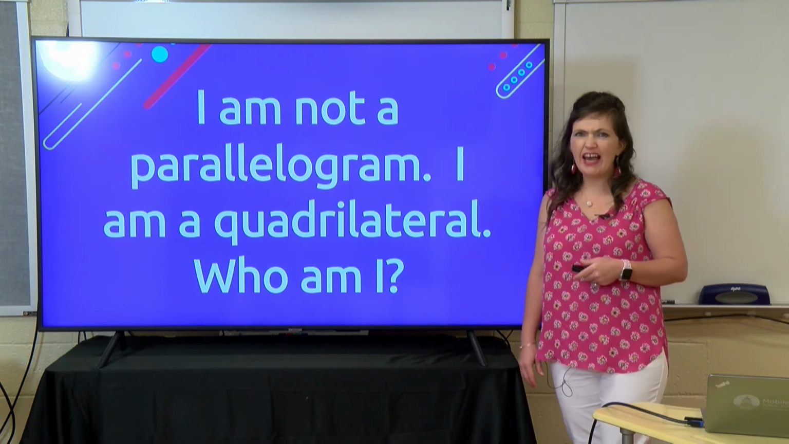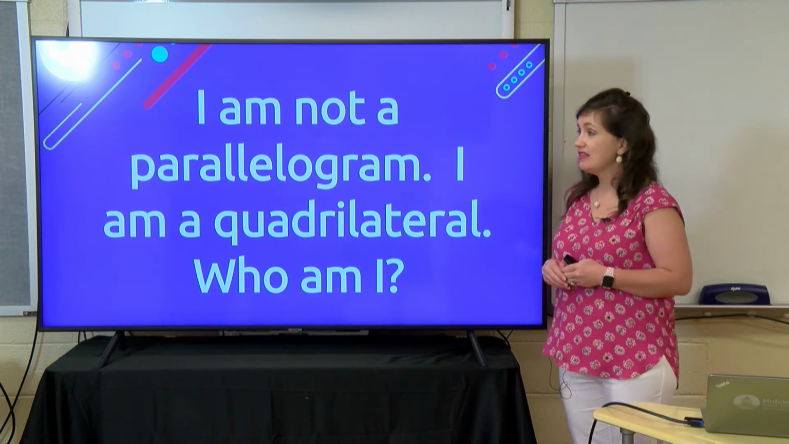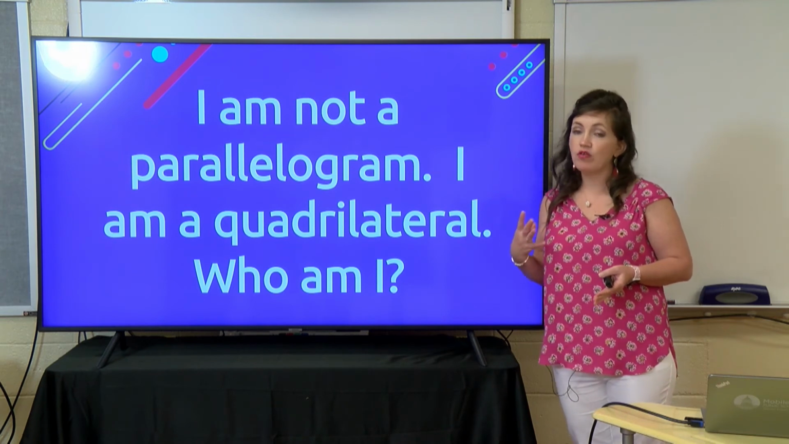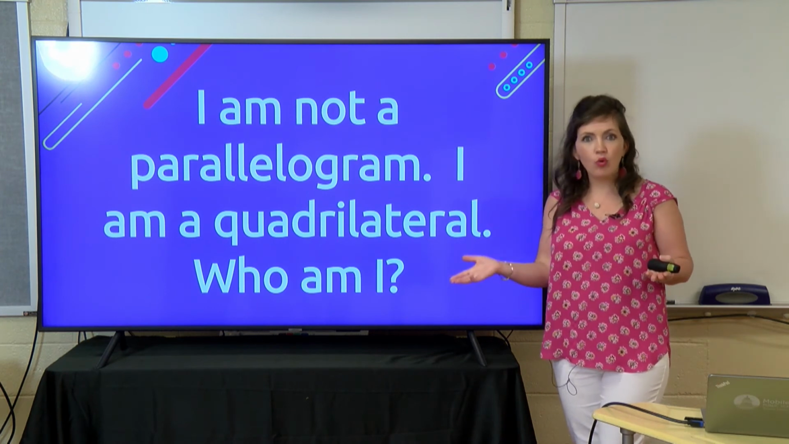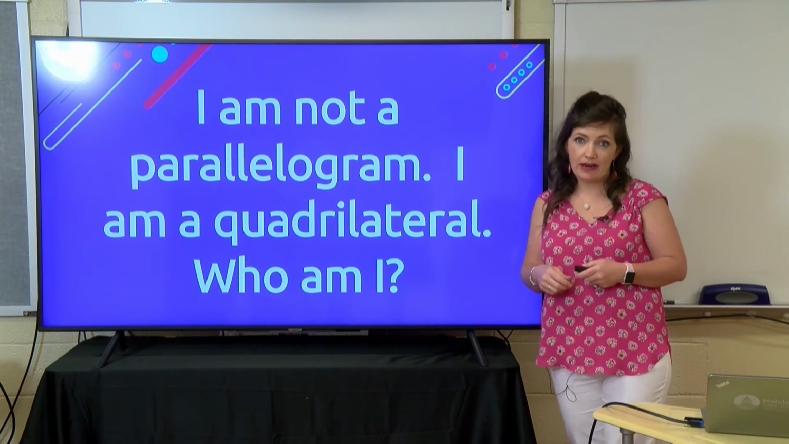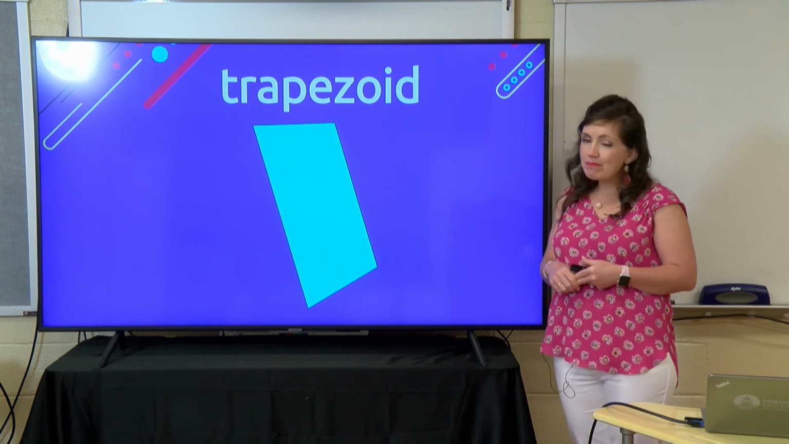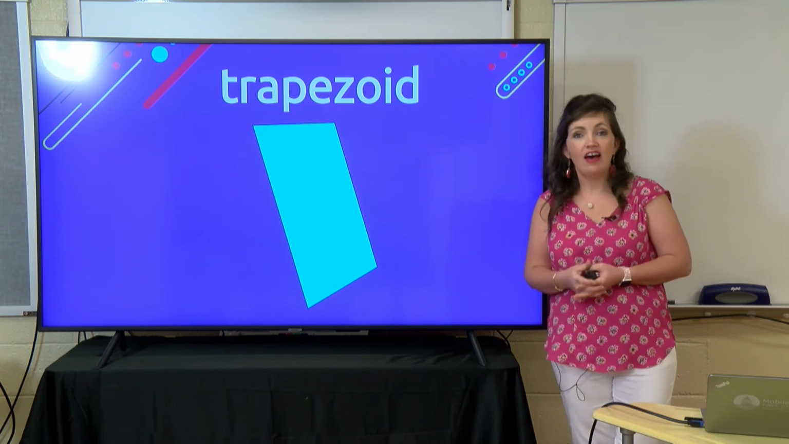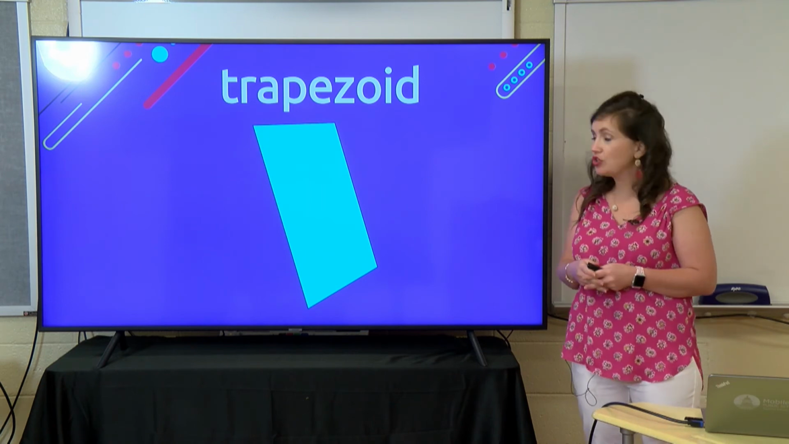Let's look at this one. I am not a parallelogram, so that means I do not have 2 sets of parallel lines. I am a quadrilateral, so I have 4 sides. Who am I? So let's think, what kind of quadrilateral does not have 2 sets of parallel lines? Do you know? A trapezoid. Very good. Remember, trapezoids only have 1 set of parallel lines, so those are not also identified as parallelograms.